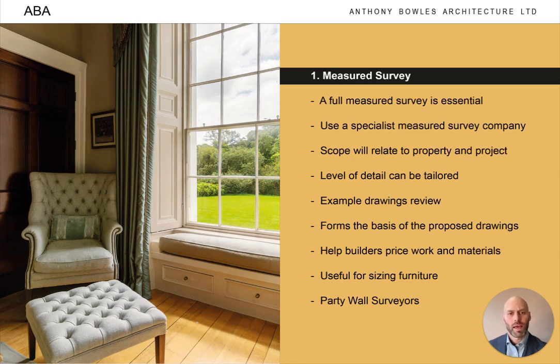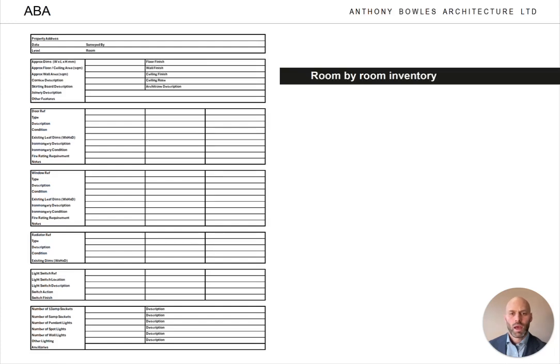Now, as a last point, separate to the measured survey activity, we would also advise preparing a full room-by-room inventory, which would have information on all the actual stuff in each room. For example, the size and style of the doors, how many electrical sockets there are. Here is an example of what this inventory might look like as a template. As you can see, it can be pretty comprehensive. This one covers room finishes, room dimensions, doors, windows, radiators, light switches, and electrical items.